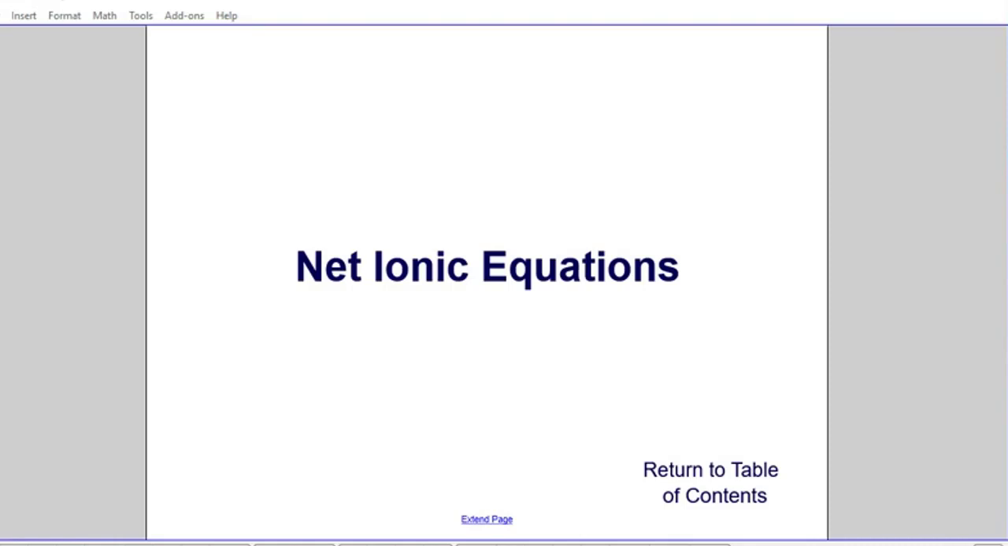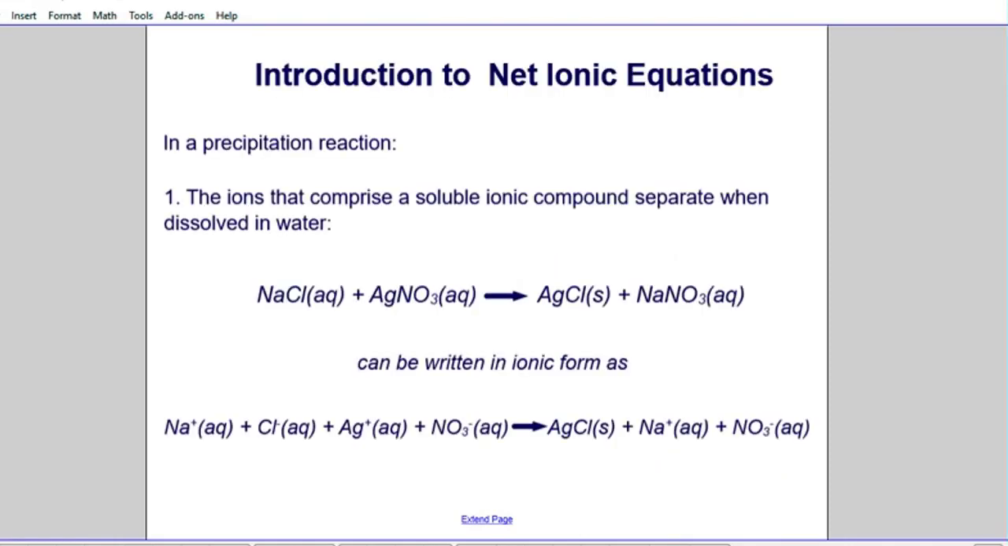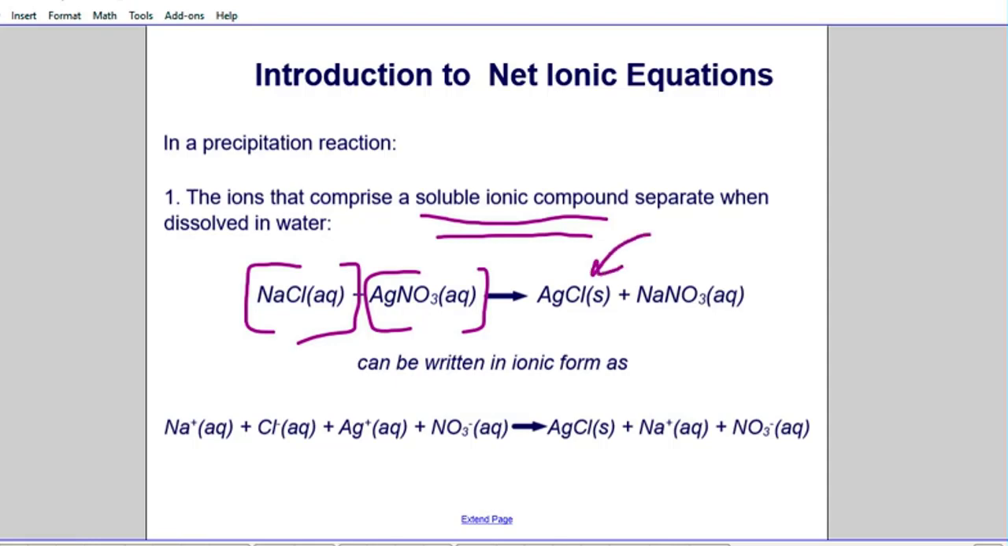Net ionic equations. In a precipitation reaction, the ions that comprise a soluble ionic compound separate when they dissolve in water. So if we have salt here, which we're showing as an aqueous compound, and silver nitrate, aqueous, they will actually form silver chloride, which is a solid, and in another aqueous solution of sodium nitrate.